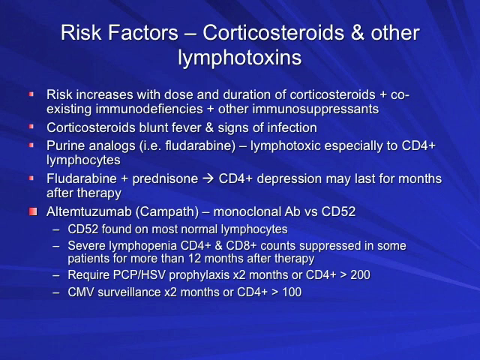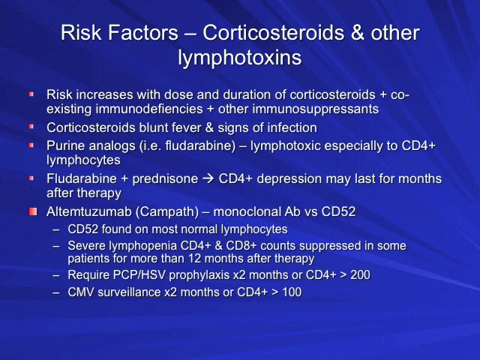Okay, now moving away from the neutrophils to the lymphocytes for a second, certainly we give therapy that can have a negative effect on lymphocytes. And corticosteroids are the first one you think of, right? So the risk of opportunistic infections in these patients increases with the dose and duration of the corticosteroids, as well as patients' coexisting immunodeficiencies, as well as additional immunosuppressive medications that these patients may be on. So corticosteroids are really the masters at blunting fever and signs of infection. That's something we have to keep in mind when assessing these patients, especially if they're also neutropenic.